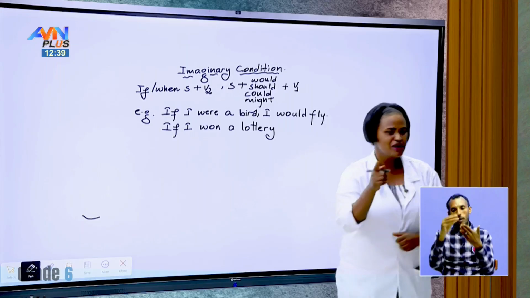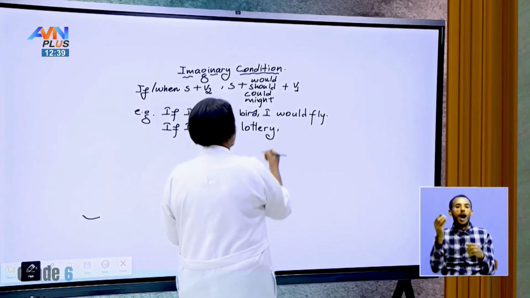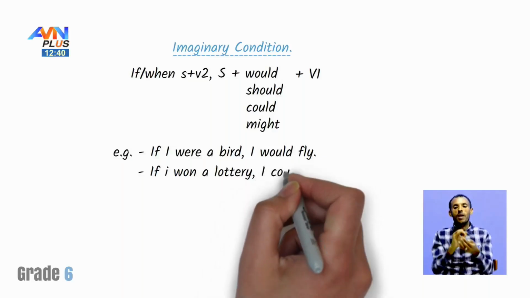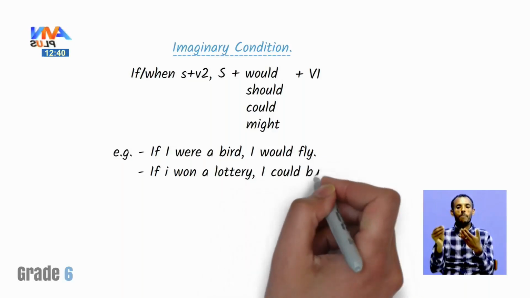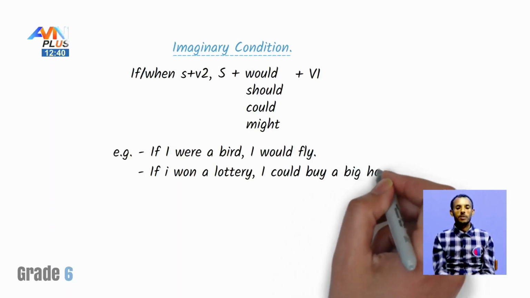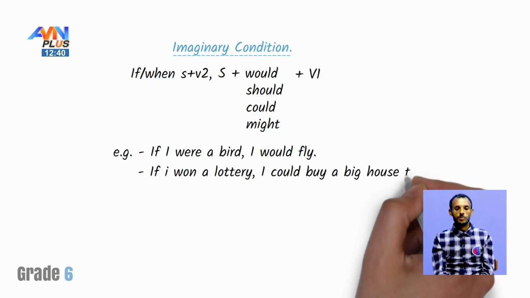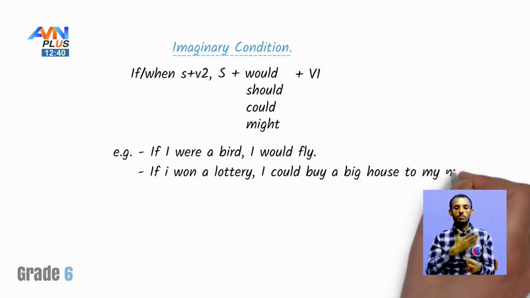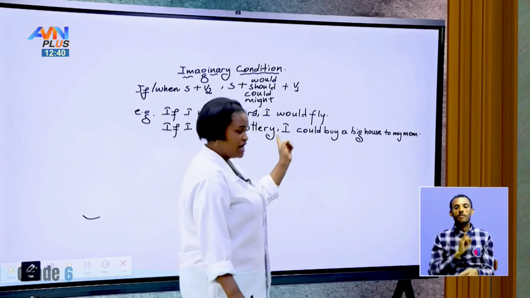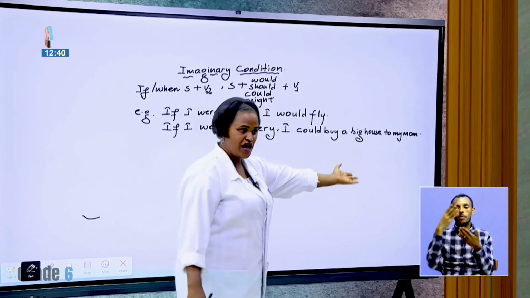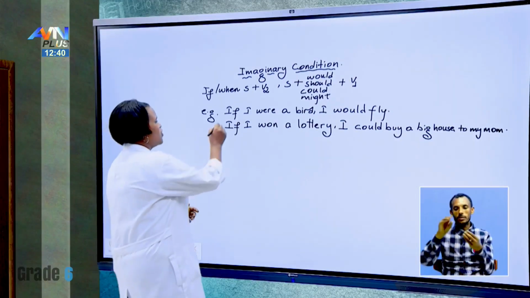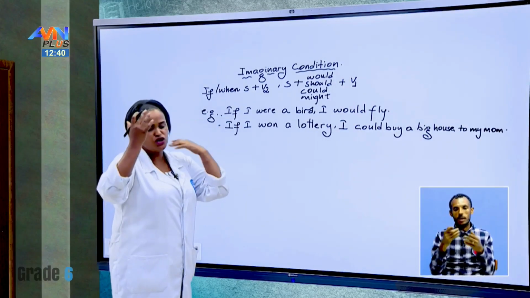Yes? Oh, somebody said a big house. Good. That's better. You say what? If I won a lottery, yeah, I could buy a big house for my mom. Right? Yes. If I won a lottery, I could buy a big house for my mother or for mom, right? What else? Let's talk, or let's imagine something. Let's put something good in our mind.